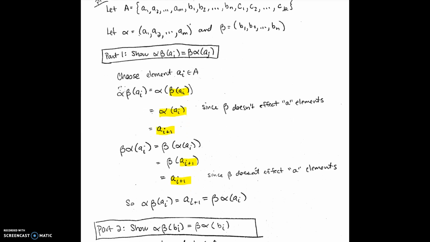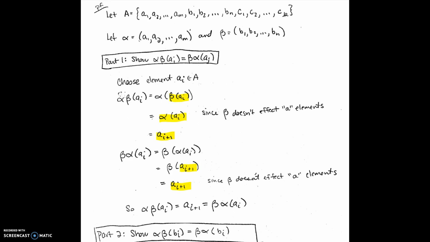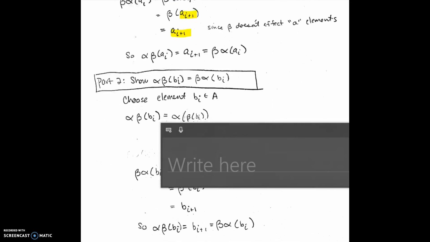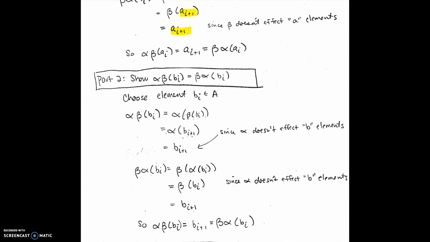So show that alpha beta of Bi equals beta alpha of Bi. So I did almost the exact same thing, but with the B elements. So we start with alpha beta of Bi, which is the same thing as alpha of beta of Bi. This time we know that beta does affect the B's, so beta of Bi is just Bi plus 1. We also know that alpha doesn't affect the B's, so my answer is just B sub i plus 1.